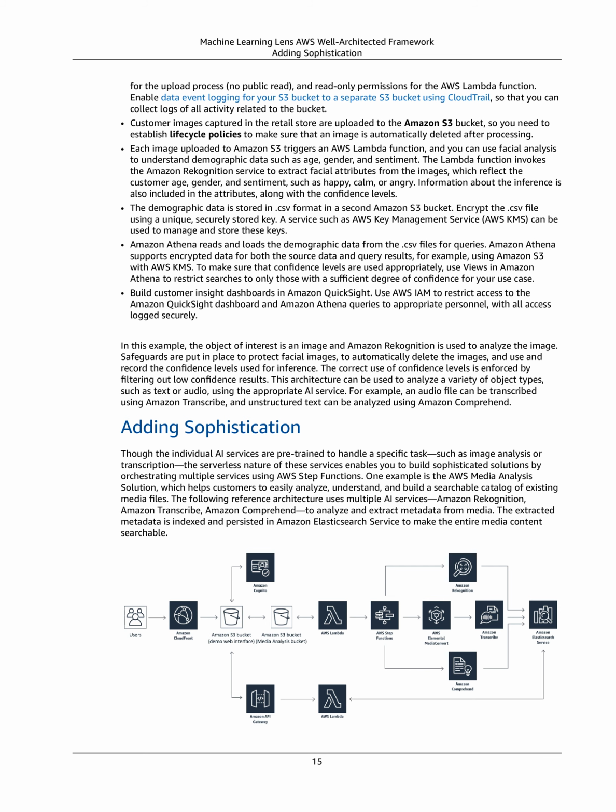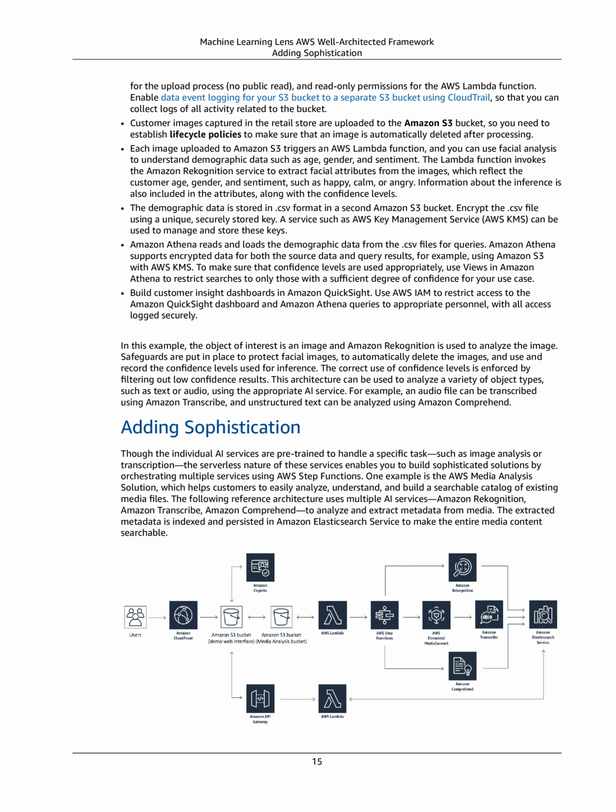This architecture can be used to analyze a variety of object types, such as text or audio, using the appropriate AI service. For example, an audio file can be transcribed using Amazon Transcribe, and unstructured text can be analyzed using Amazon Comprehend. Adding sophistication. Though the individual AI services are pre-trained to handle a specific task, such as image analysis or transcription, the serverless nature of these services enables you to build sophisticated solutions by orchestrating multiple services using AWS Step Functions. One example is the AWS Media Analysis solution, which helps customers to easily analyze, understand, and build a searchable catalog of existing media files.